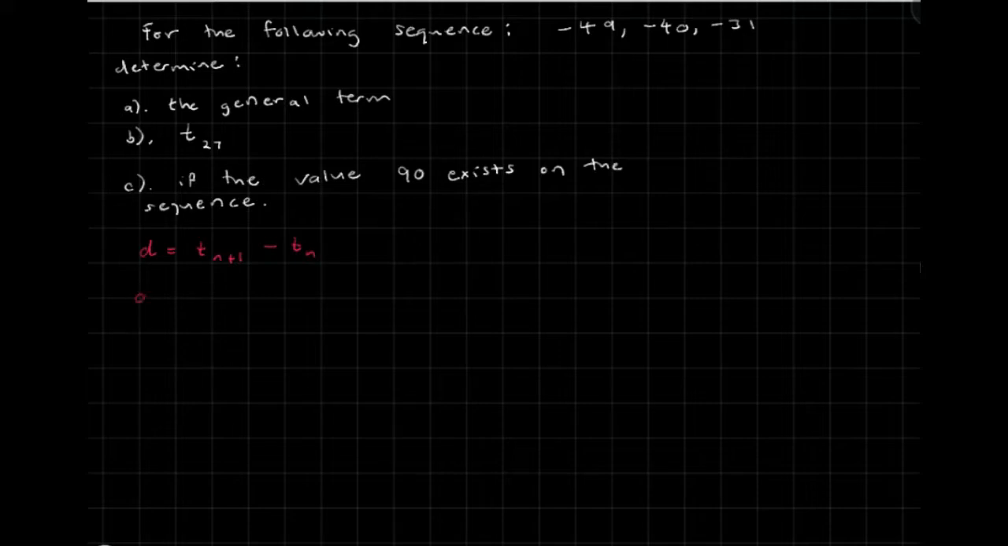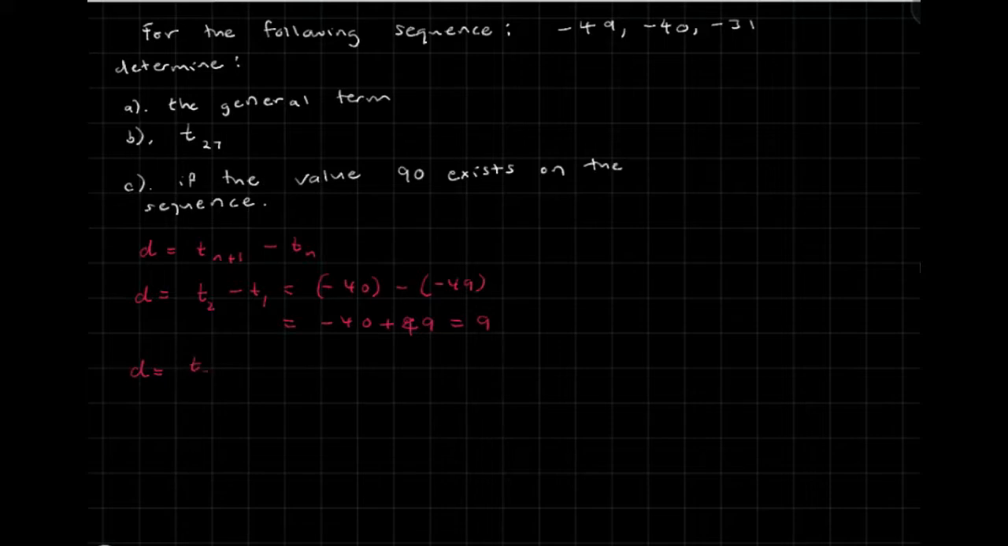In this case, the subsequent term of term 1 is term 2, so t2 minus t1 is negative 40 minus negative 49, which is negative 40 plus 49, which is 9. So the difference between the first two terms is 9. We don't know if it is truly a common difference until it's constant.